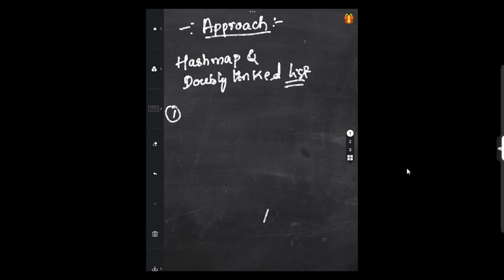So the first step here is this one. We know that map maintains the insertion order. So the recently used item will always be the first item. That is the reason we'll be making use of the hash map. We have already discussed this one, right? And let's discuss this one step by step.